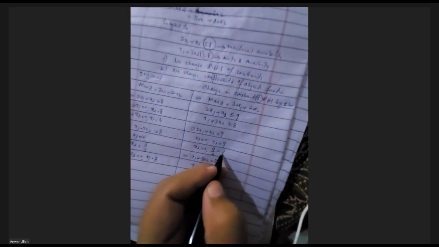So x1 is actually 9 by 2. If we put x2 is equal to 0 over here, we get 2x1 is equal to 9. So x1 is equal to 9 by 2. So this is the value of x1, 9 by 2. Now we will plot this situation and this situation on the same graph, and we will see how much the objective function value is changing on both the conditions.